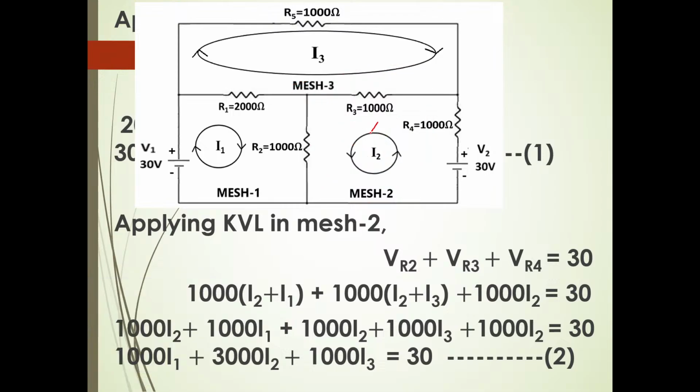See, I2 current direction is this. I3 current direction is this. Okay. So this is our R3. So how are the current directions? I3 and I2 both are the same.